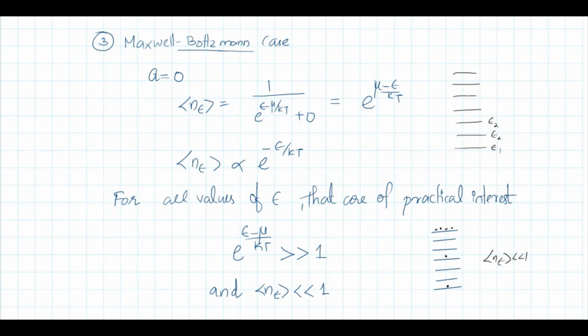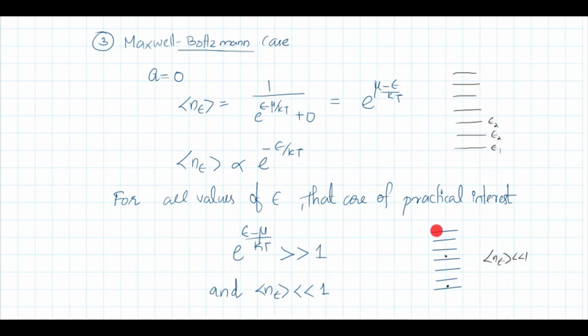What is the meaning of occupation number very much less than 1? Suppose you have a lot of levels, and assume that some levels have one particle and most of the levels are empty. Only a few levels have one particle and all other levels are empty. Then the average occupation number of all these levels will be very much less than 1.